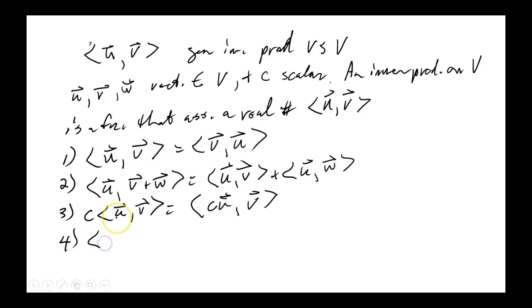Now, number four is your favorite. Say it again, it's your favorite. Yeah, I imagine so, because it's dealing with the zero vector, isn't it? Okay. ⟨v, v⟩ is greater than or equal to 0. Now that's not a zero vector, that's a number.